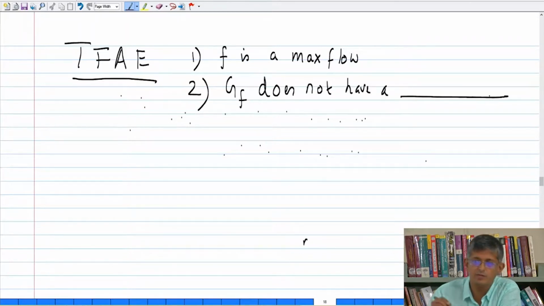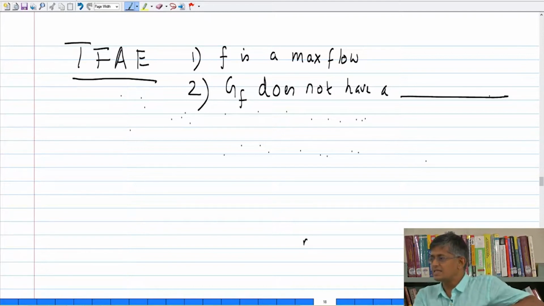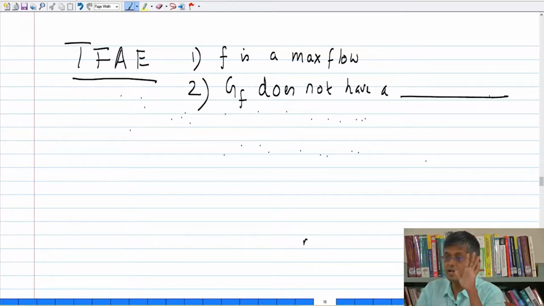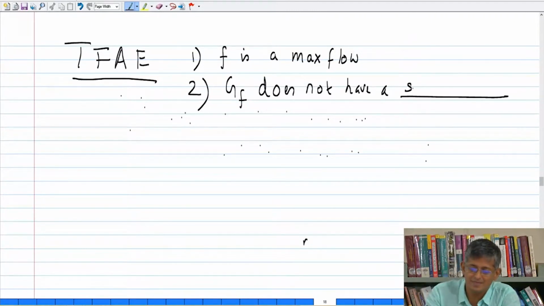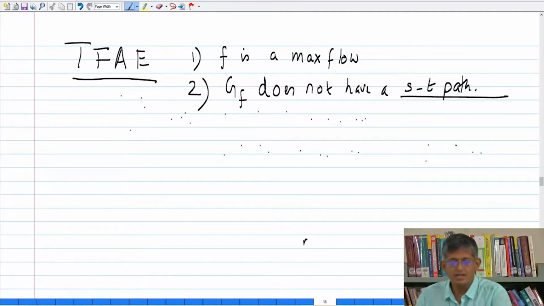Can somebody complete this for me? If F is a max flow in the given network G, no, residual network is GF, there is no ST path. Super. Yeah, all of you are right. GF does not have an ST path, because if there is an ST path, you can increase the value of the flow.